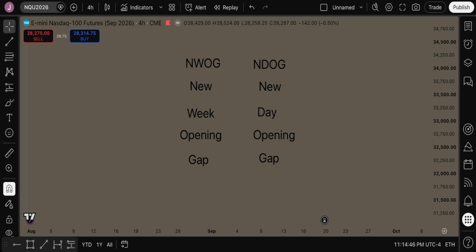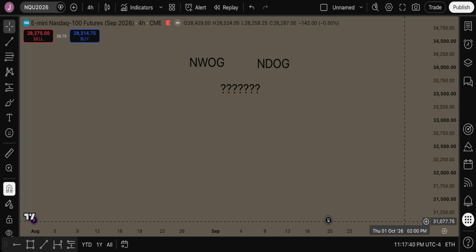Today, I'll be breaking down the difference between a new week opening gap and a new day opening gap. I'll be telling you how to mark it on your chart properly, and why this is such an important draw on liquidity to understand in trading. To start off, you must first understand what these gaps actually are.